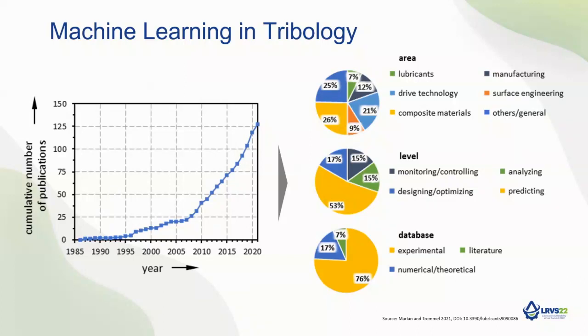Various ML approaches have also found a way into tribology, and over the years more and more have been employed to monitoring and controlling, analyzing, designing or optimizing tribological systems in many fields of tribology, from composite materials and drive technology to manufacturing, surface engineering and lubricants at different scales using experimental, literature or numerical databases. In the following I will show you some successful use cases.